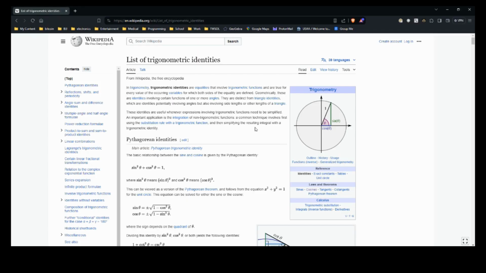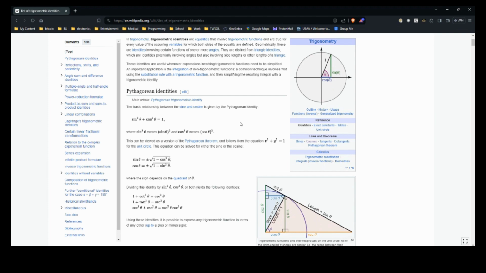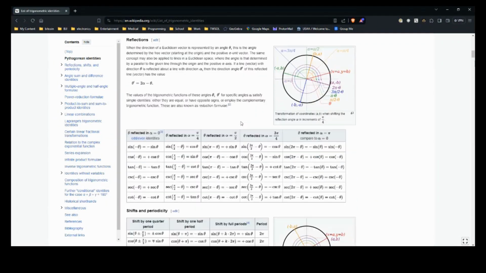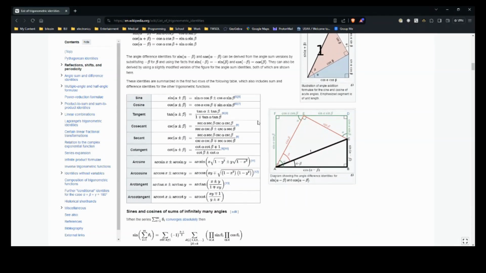What I find to be a very useful resource is the Wikipedia page on the topic. Whenever I'm having to deal with trigonometric relationships in my daily work, I frequent this page, and it's an excellent source of information if you're interested and you want to read more on it.